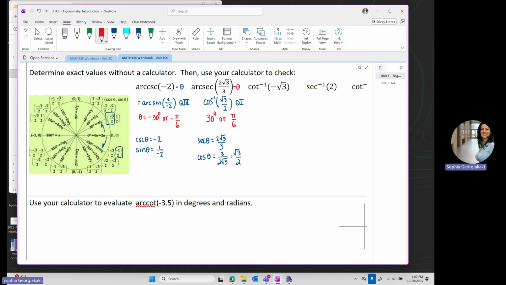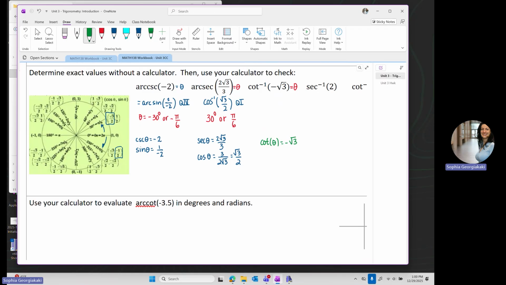So the inverse cotangent is the little tricky one. The inverse cotangent of negative square root of 3 is an angle theta that has cotangent equal to negative square root of 3. And here, when we use our calculator, it will be an angle that has tangent negative square root of 3 divided by 3.